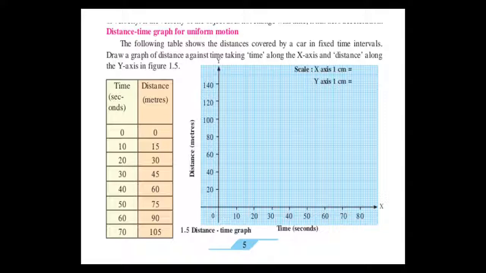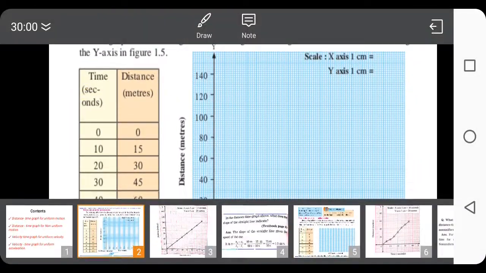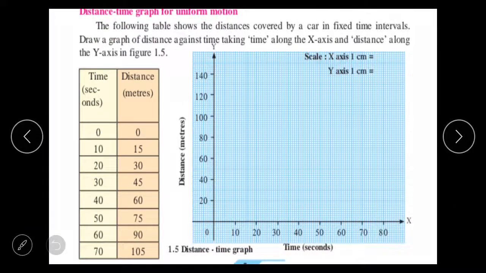So we can ask what is the relation in a distance time graph if we draw a graph and we plot time on x-axis and distance on y-axis. So what will it give you? How will it be? So here is some data given. In this table you can see that some data is given.